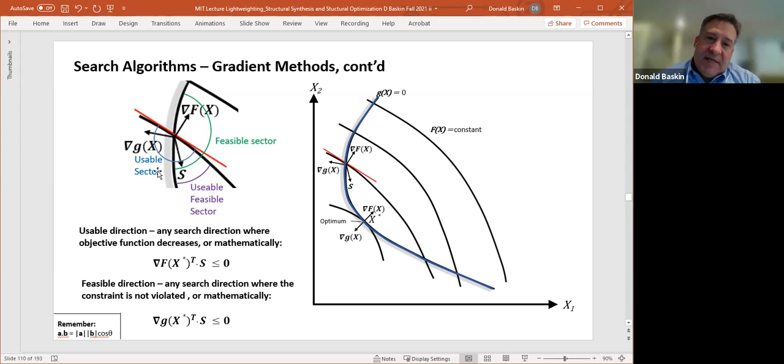You can imagine drawing another tangent right here so that the gradient of G at that point points perpendicular to the tangent of the curve at that point. And if the dot product of the search direction and the gradient of G of x is less than or equal to 0, then that is a feasible region. So the overlap between the usable sector and the feasible sector gives you the usable and feasible sector, which is the best direction in which to search. So that's the best direction to point your S vector.